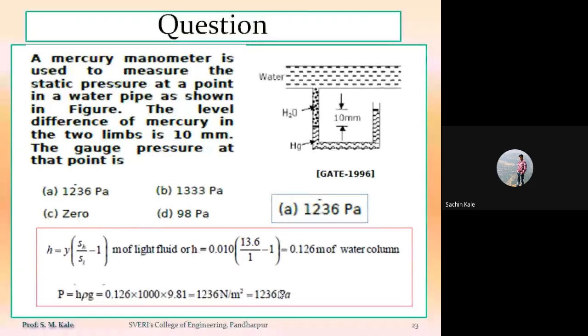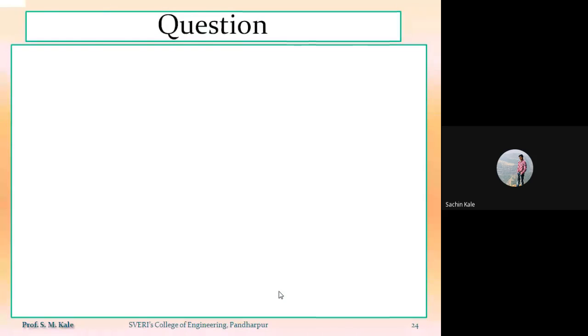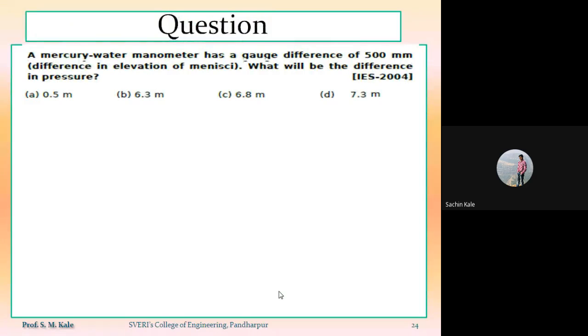So this is the method how to solve the problem. Now next question. So this is again one simple question. A mercury water manometer. What is the meaning of water manometer?